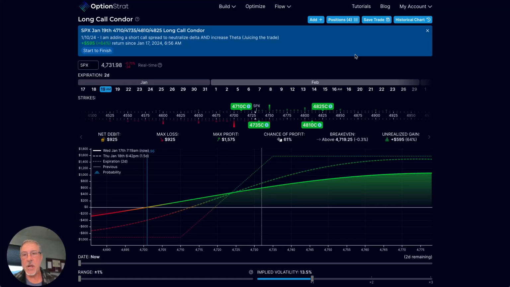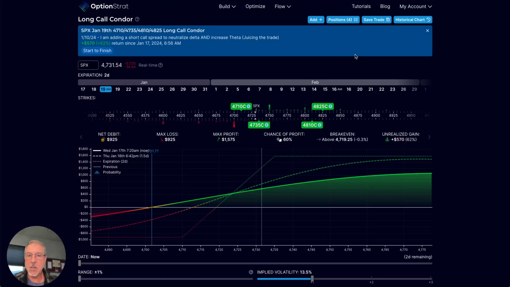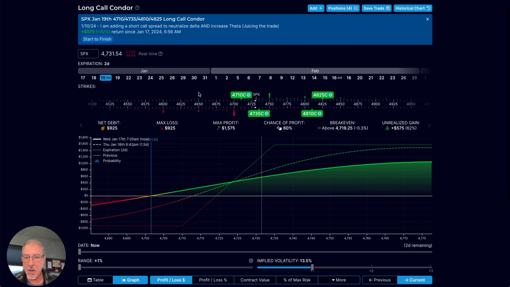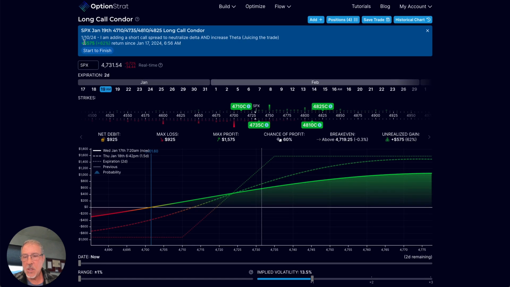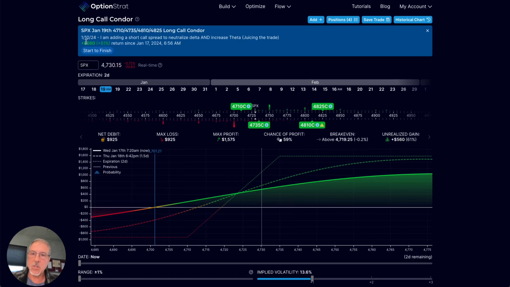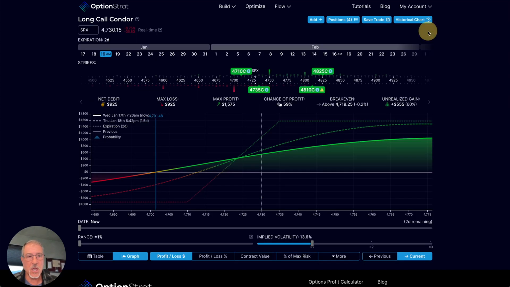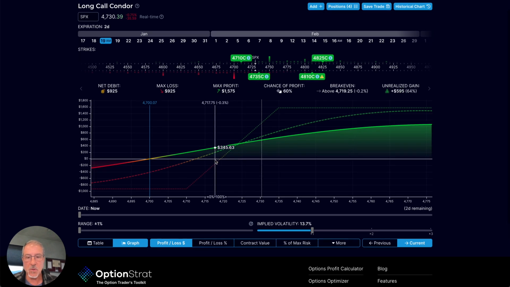Good morning, traders. So this morning, I want to take a look at a trade that I made an adjustment to here back on January 10th. We can see that this trade is currently up. Well, it's bouncing all over, but it's currently up about $500-600, somewhere in that general range. I'm going to close this window just to give us a little more space here to see the trade.